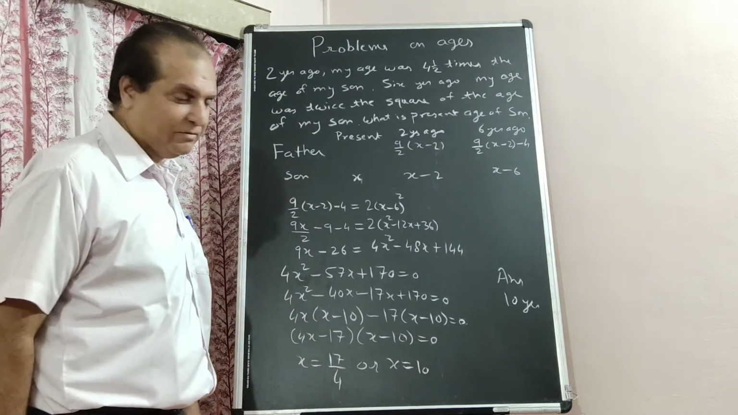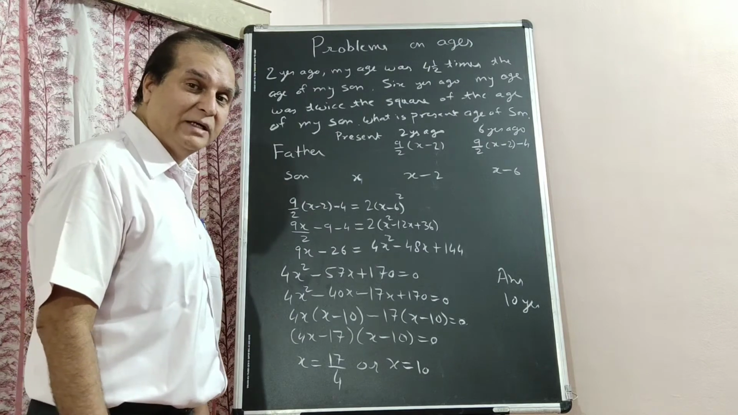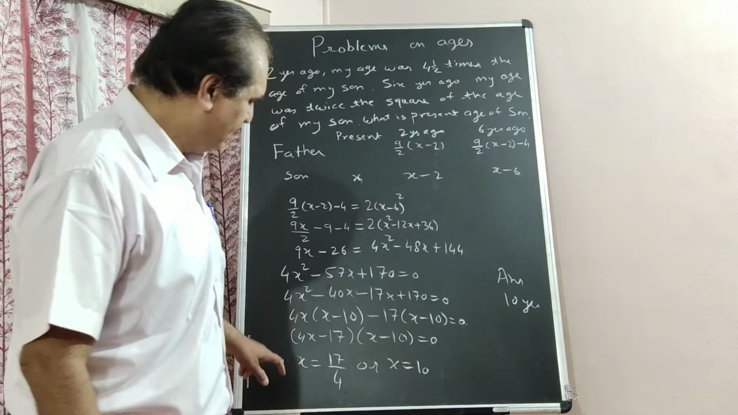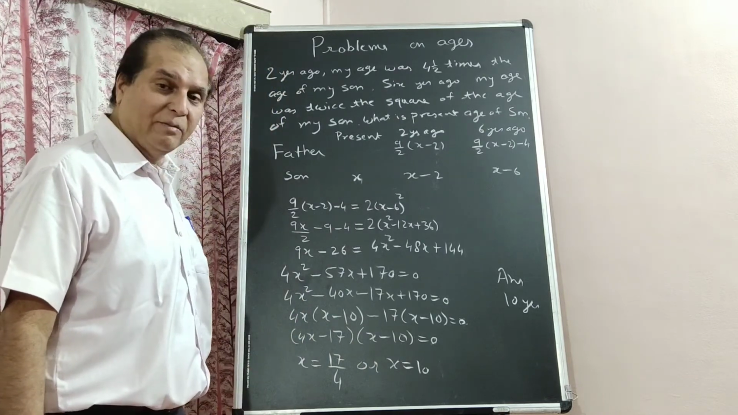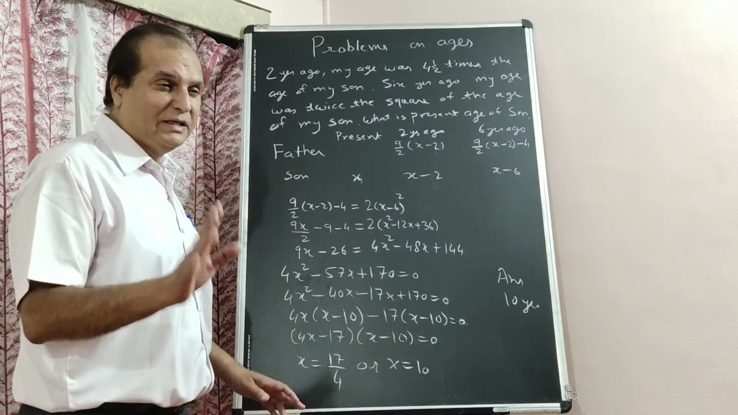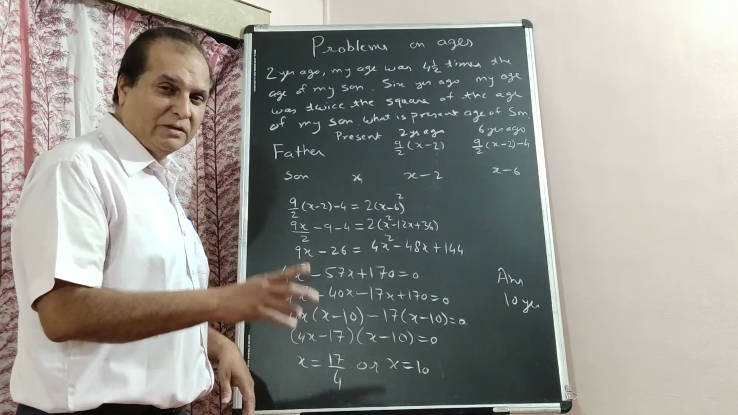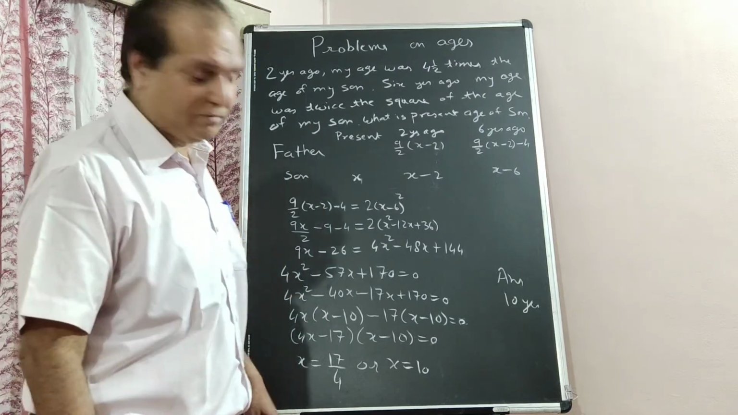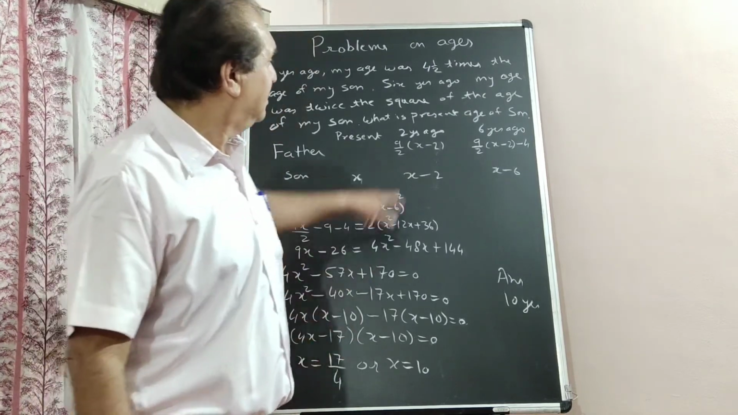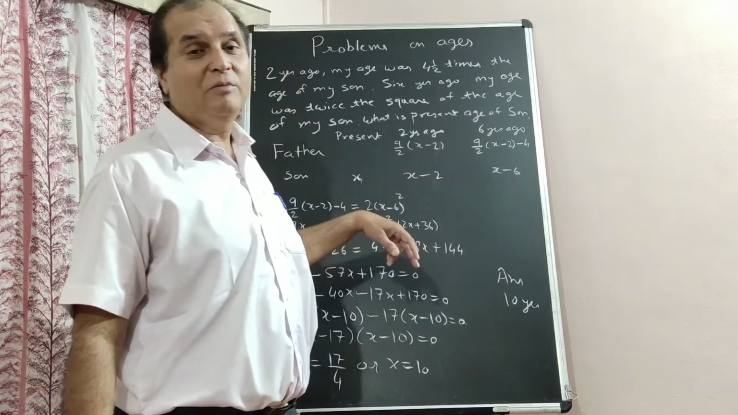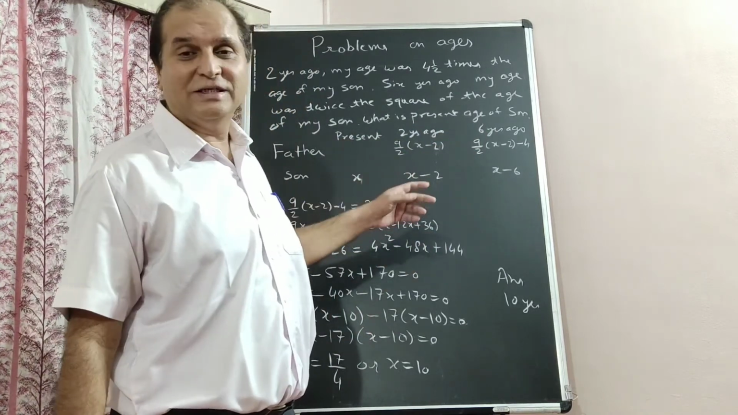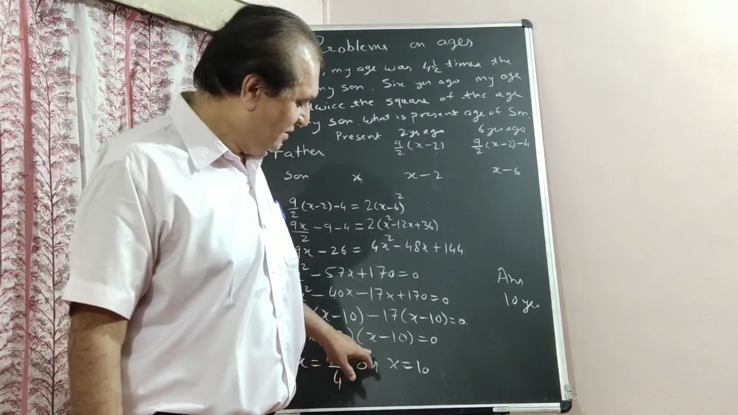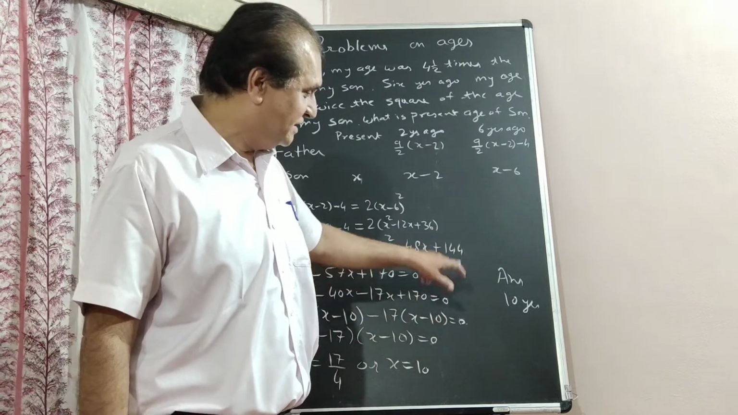You got two answers. Every quadratic equation you will get two answers. One will be invalid. Now 10 is a valid answer, because x equal to 17 upon 4 is invalid. 17 upon 4, if you divide, is 4 years and 3 months. With 4 years 3 months, the 6 years ago condition cannot be applied. He was not born 6 years ago. Understanding? This answer is invalid. Your proper answer is 10 years.